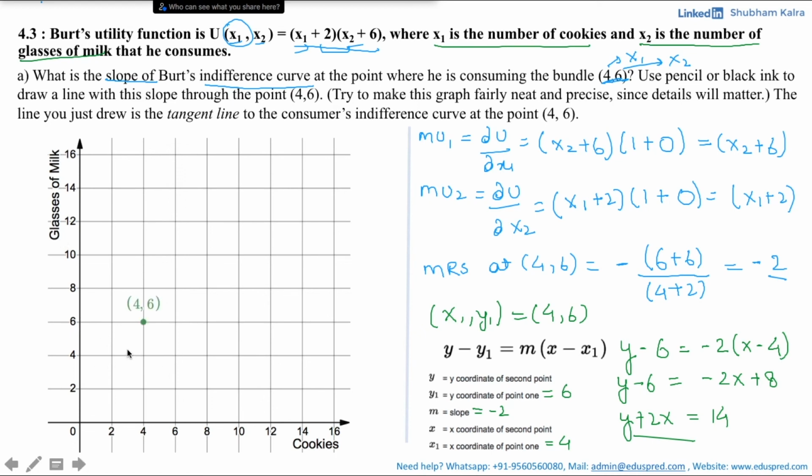Now you have to draw a line passing through the point 4, 6, which represents the same slope as the slope of the indifference curve for Burt. And as we calculated here, the slope is minus 2. And the equation of the corresponding line would be y plus 2x is equal to 14. Thus, this line will look like this. Hence, your black line is a line with the slope of minus 2 through the point 4, 6. And note that this line we just drew is a tangent to the consumer's indifference curve at the point 4, 6.